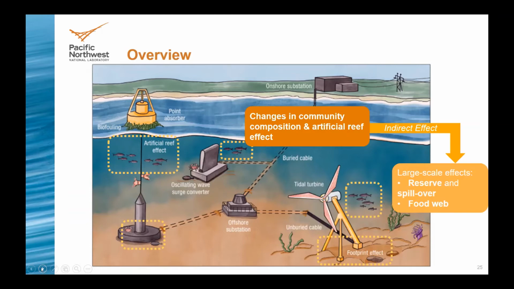So those are effects like the reserve effect, when the area around devices is closed to fishing activities. So fish and other targeted species benefit from the protection in the device area, and they could lead to some spillover to the non-protected area if they move out. And we could also see some indirect effect on the food web with additional biomass or feces or predation in the device area.